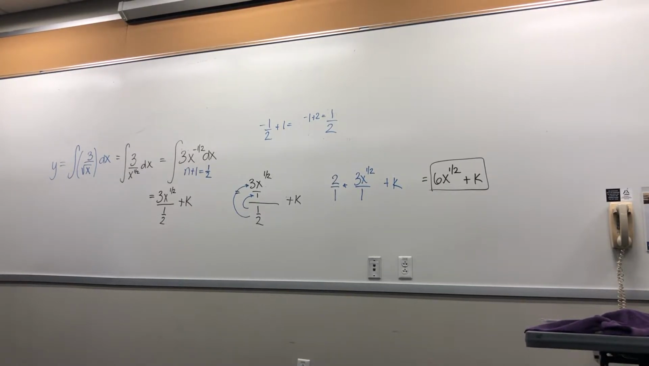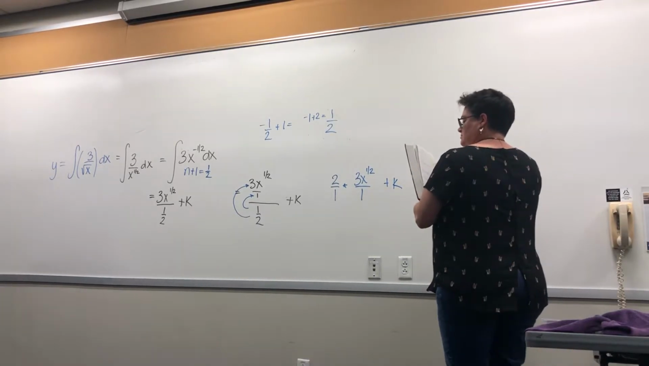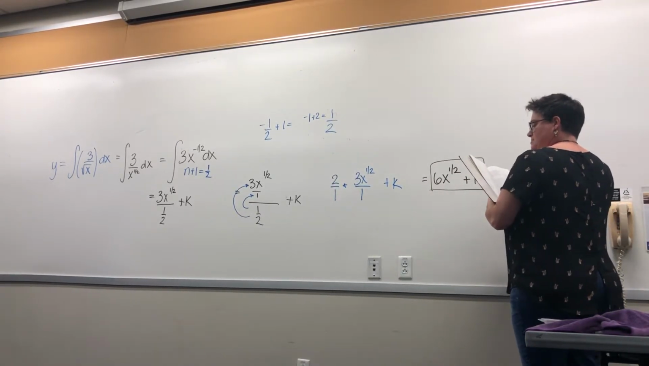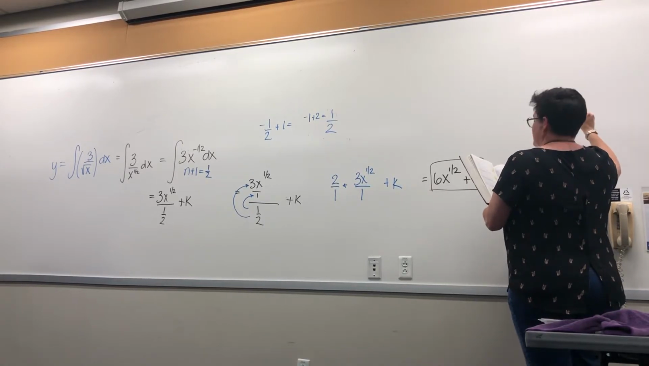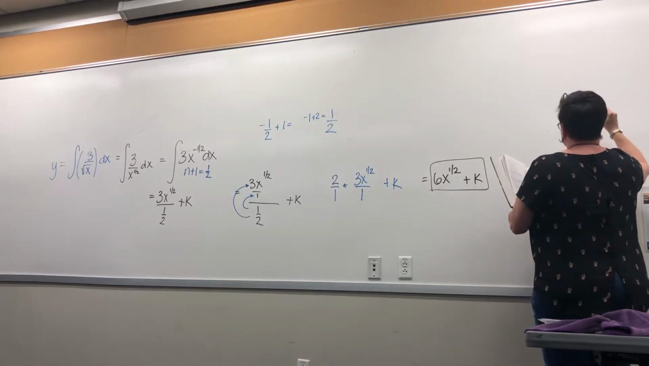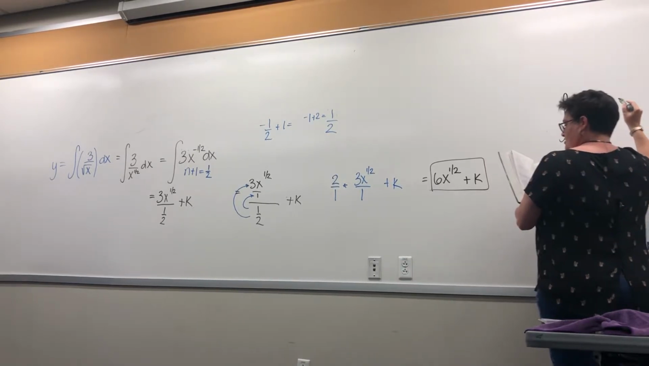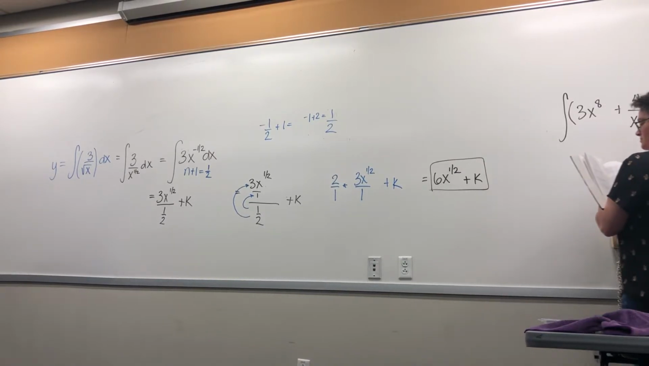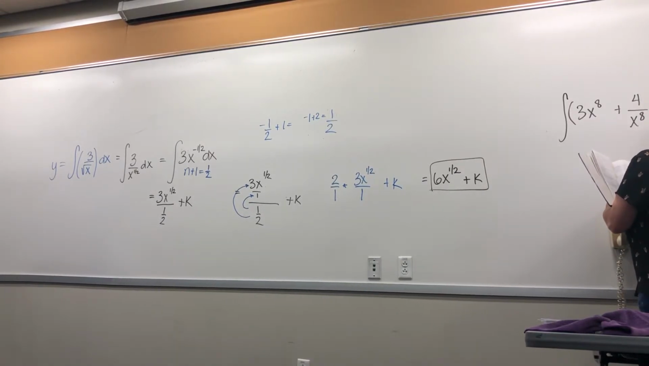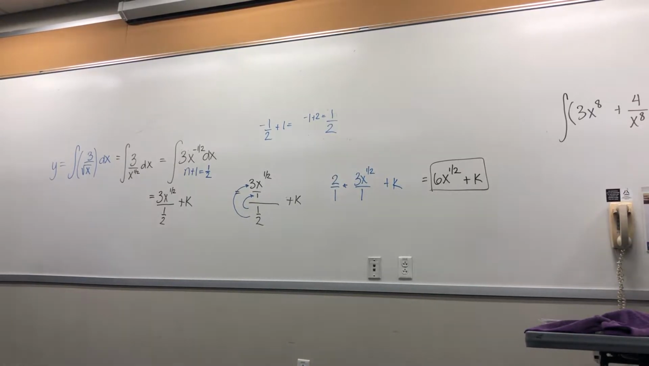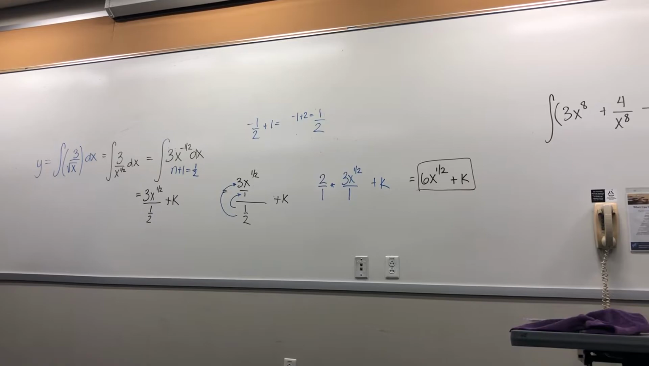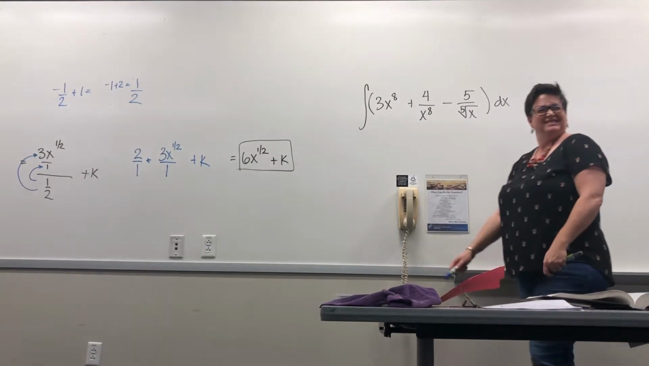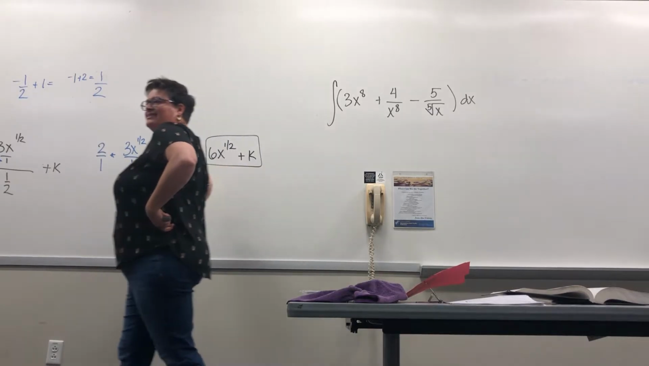Okay, let's do this one. This is number 28 out of your textbook. So we're integrating 3x to the 8 plus 4 over x to the 8 minus 5 over the 5th root of x with respect to x. Is that what you wanted to see? It's ugly as hell.